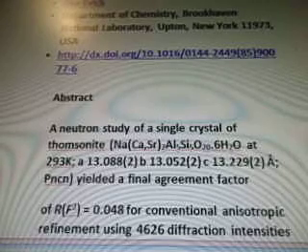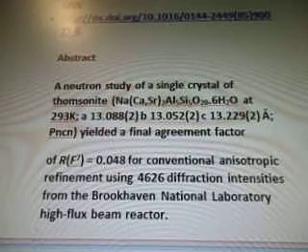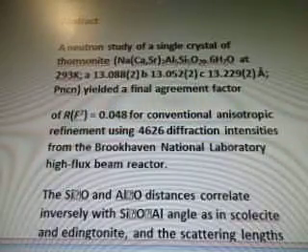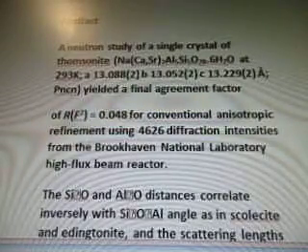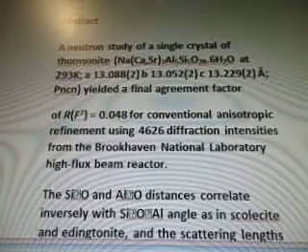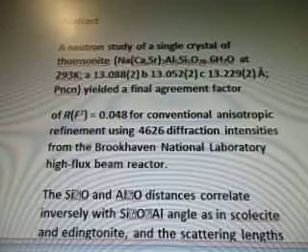And the abstract is: a neutron study of a single crystal of Thomsonite, NaCaSr, and then there's all these numbers there, and more numbers. Yielded a final agreement factor of R, and then there's in the brackets F to the power of 2 equals 0.048 for conventional anisotropic refinement using 4626 diffraction intensities from the Brookhaven National Laboratory high flux beam reactor.